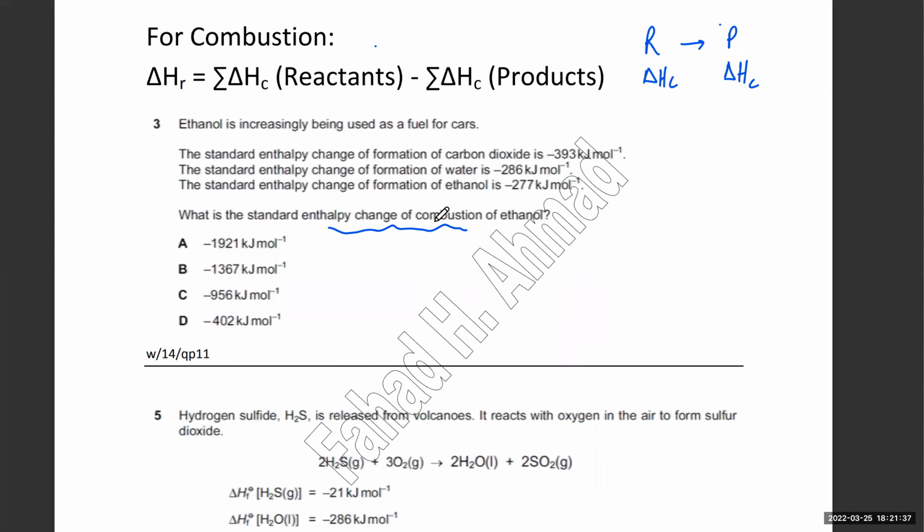So what is more important is, I'm going to write down the equation. What is the equation for enthalpy of combustion of ethanol? That's ethanol burning with oxygen. That's going to be 3 O2s.